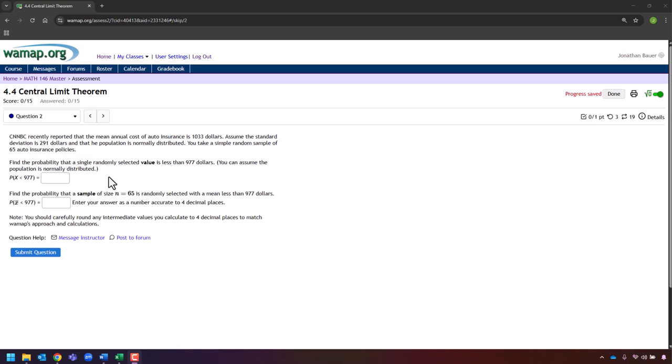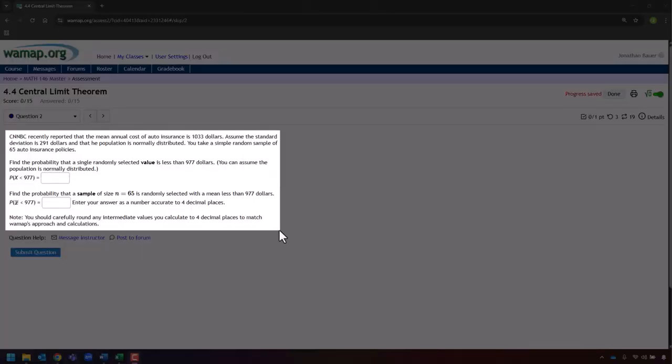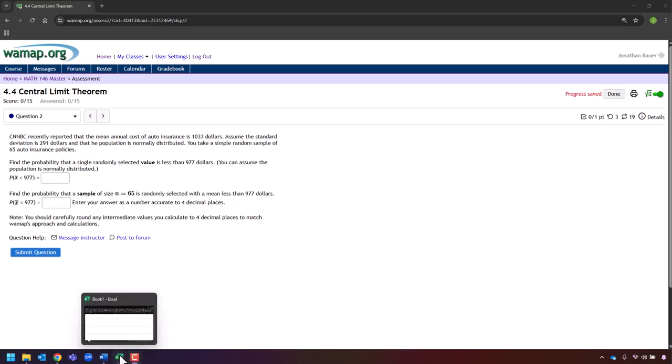Now this question is very similar to what we've been doing. It is exactly what we've been doing, sorry. The next one down says find the probability that a sample of size n equals 65 is randomly selected with a mean less than $977. And here's the new adjustment for the central limit theorem. So I'm going to get a little snip of our question, and then I'll head to Excel and show you how I would do the work here.